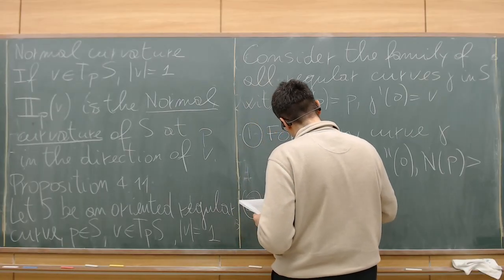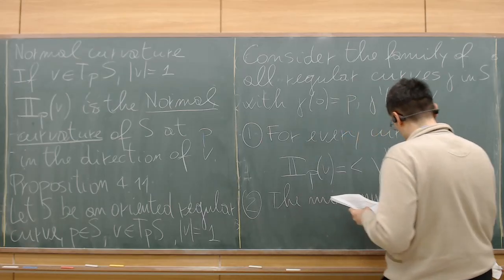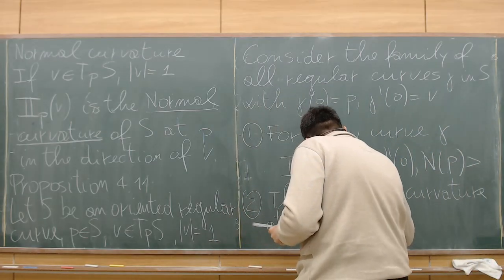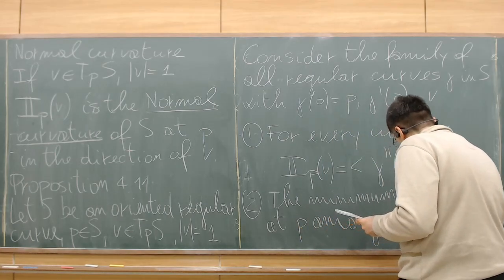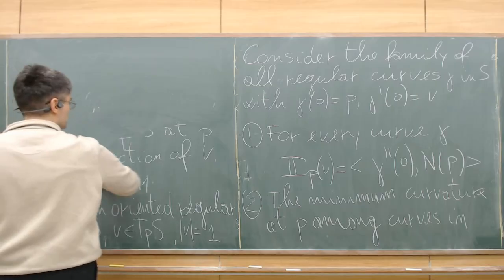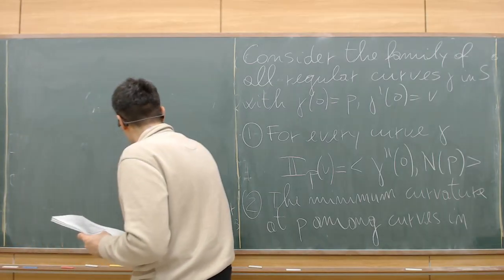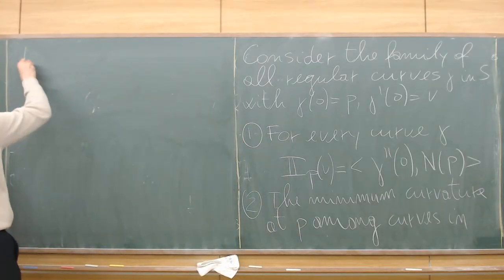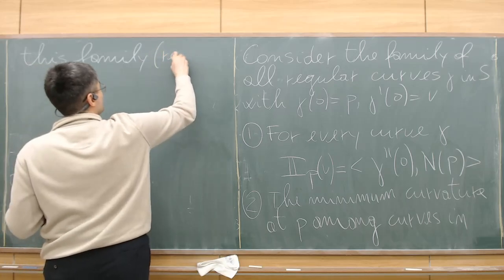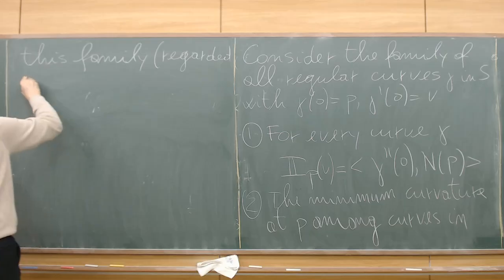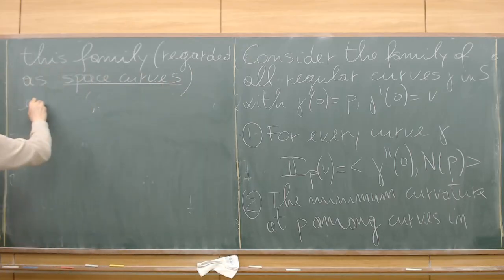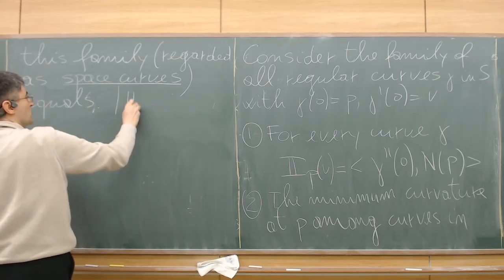Moreover, the minimum curvature at P among curves in this family, regarded as a space curve, equals the absolute value of the normal curvature.